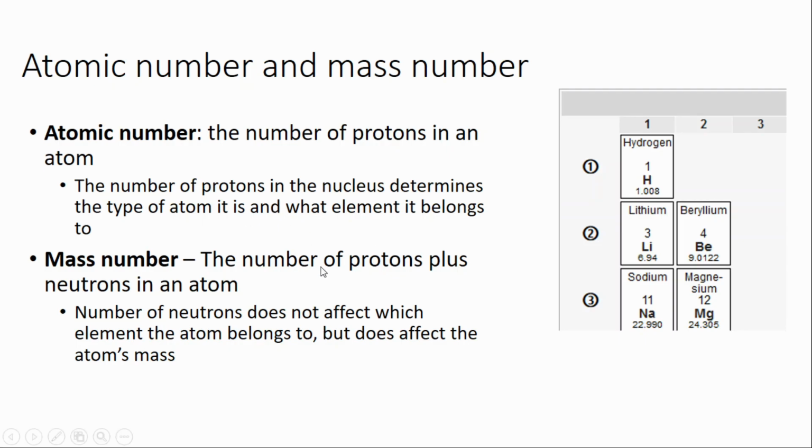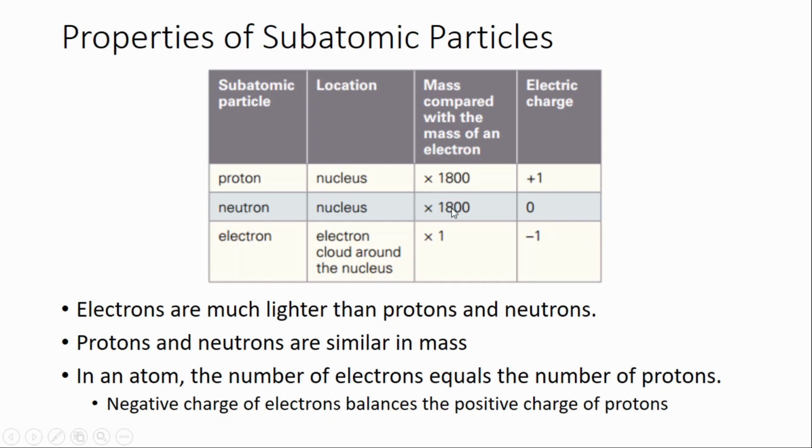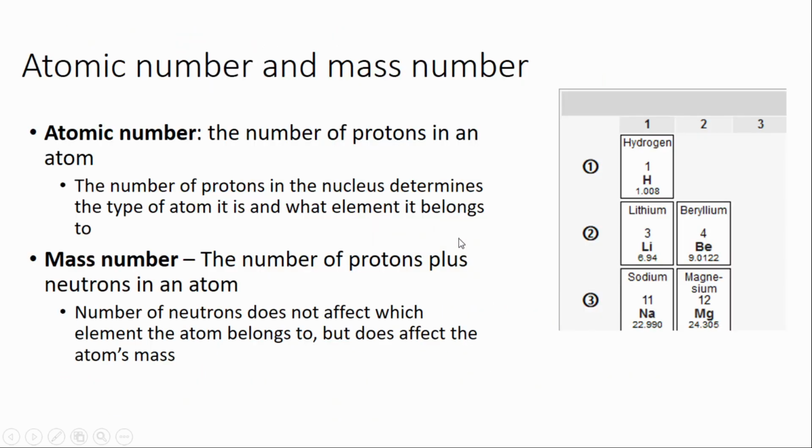But we don't add them because they are so light. They're 1,800 times lighter than both the proton and the neutron. They're so light that their weight is negligible, so it won't make much of a difference. So scientists actually don't include the electron in the mass number. The number of neutrons does not affect which element the atom belongs to, but does affect the atom's mass.